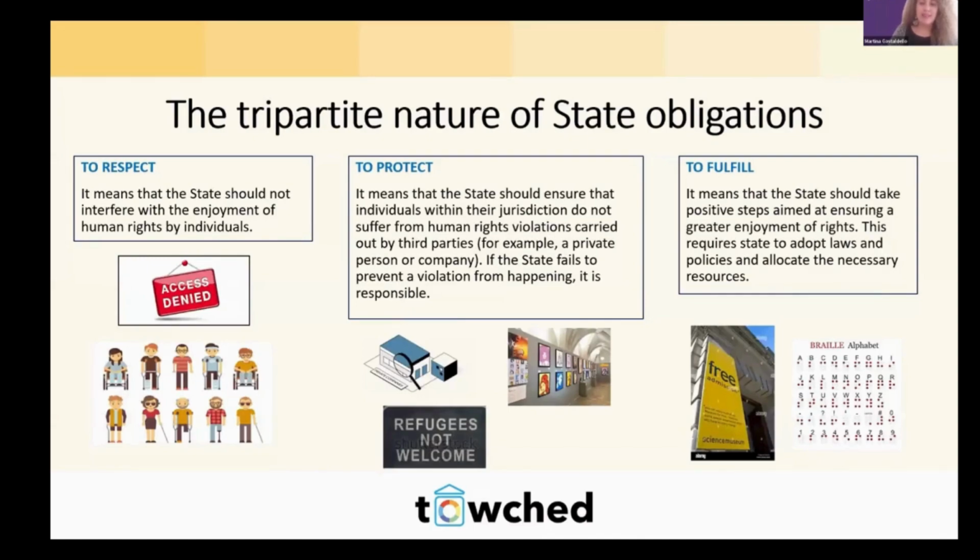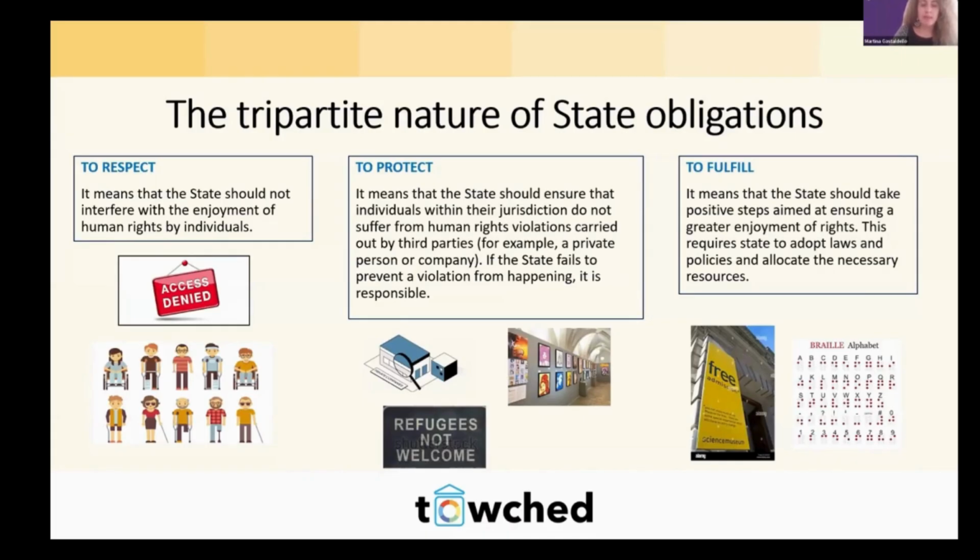Now, if we consider the duty bearers, the state has an obligation to respect, to protect, and to fulfill human rights for the individuals. So this is what we call the tripartite nature of state obligations. Let's have a look at them one by one, starting with respect.